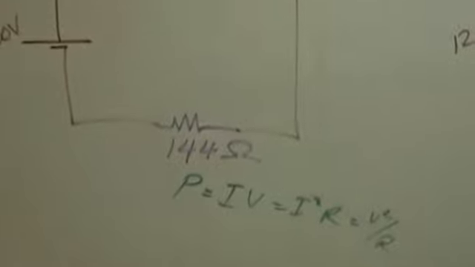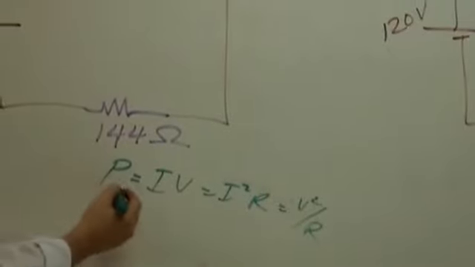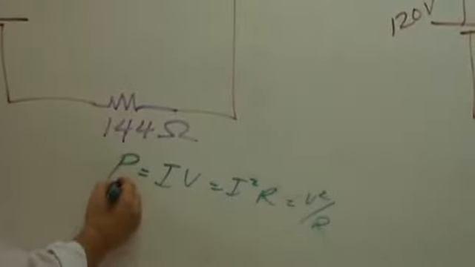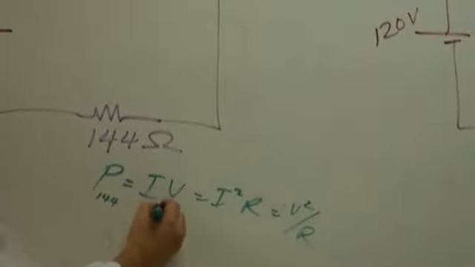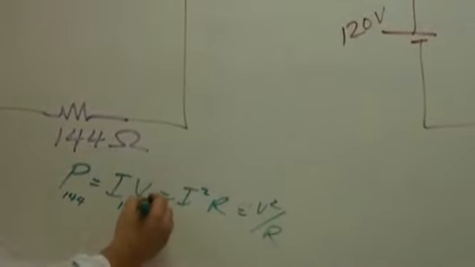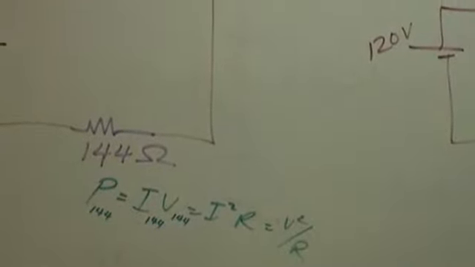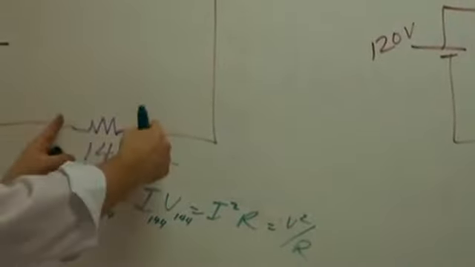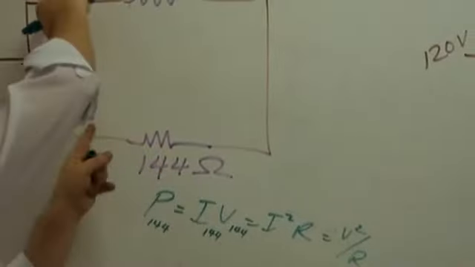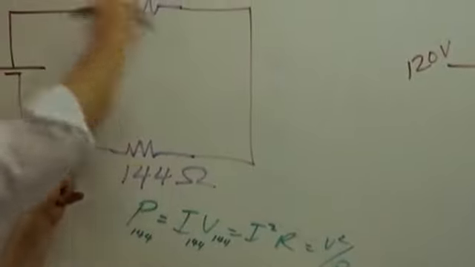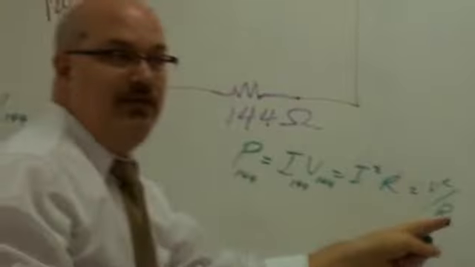Okay, everybody, this is really important because it's very common for students to do this. It's common for almost everybody to do it at first. I'm looking for the power of the 144 ohm resistor. That means I have to use the current through the 144 ohm resistor and the voltage of the 144 ohm resistor. That's not the same as 120, right? That's only from here to here, not from here all the way around to here. Does that make sense?